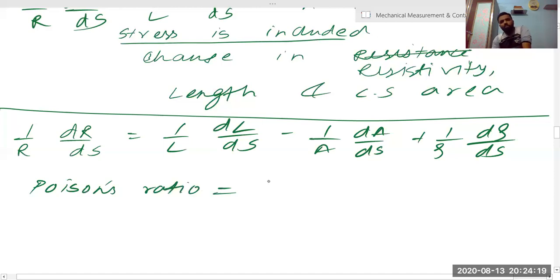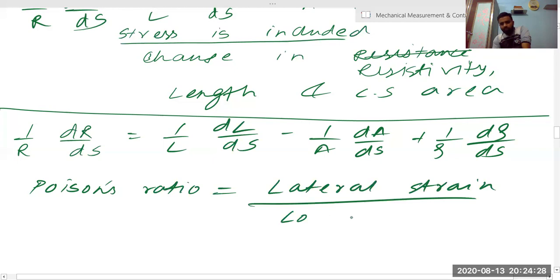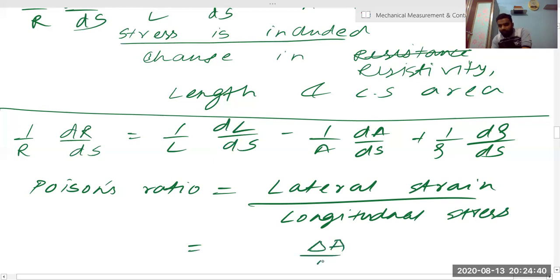So what do you mean by Poisson's ratio? It is nothing but lateral strain upon longitudinal strain. This is the basic definition. Now, in our case, the force was tensile in nature. If the force is tensile, lateral strain will be like delta d by d, or you can even write delta A by A.